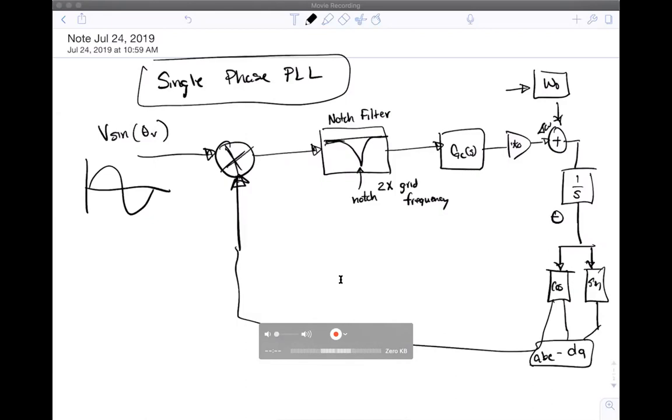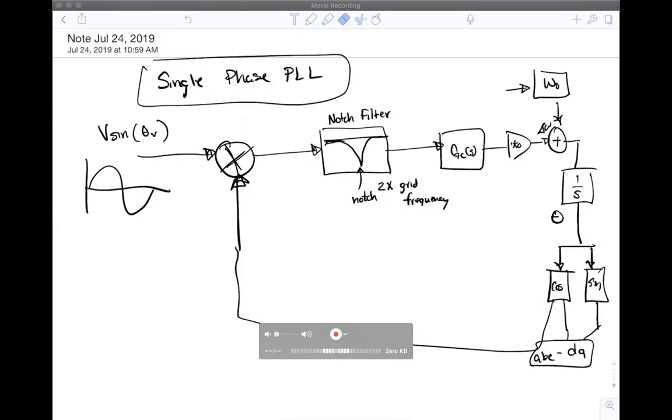Okay, so this is just the basic structure of this PLL. The building blocks are almost the same. I mean, this is our phase detector; before it was that state machine. Here's a multiplier. Last time we didn't have a notch filter, but since this multiplication produces a component at twice the grid frequency, we don't want it, so we get rid of it. This is our controller. We had a controller last time, and then we have an integrator and a sine and cosine. So the structure is generally the same.